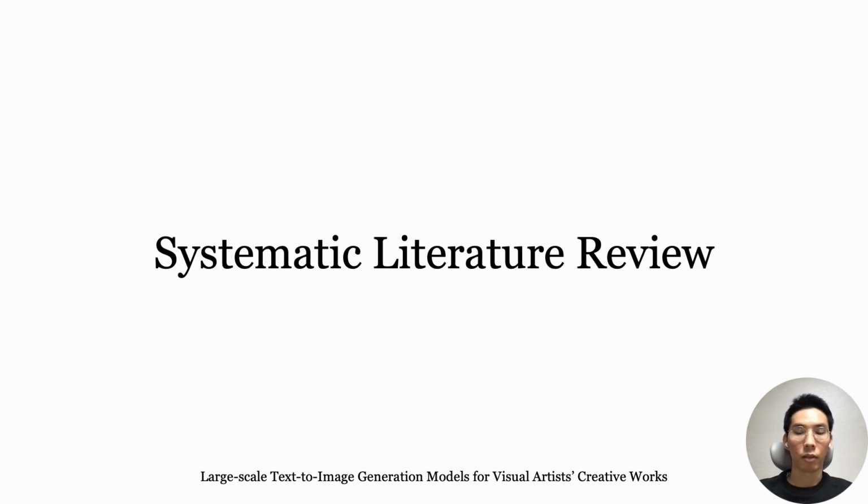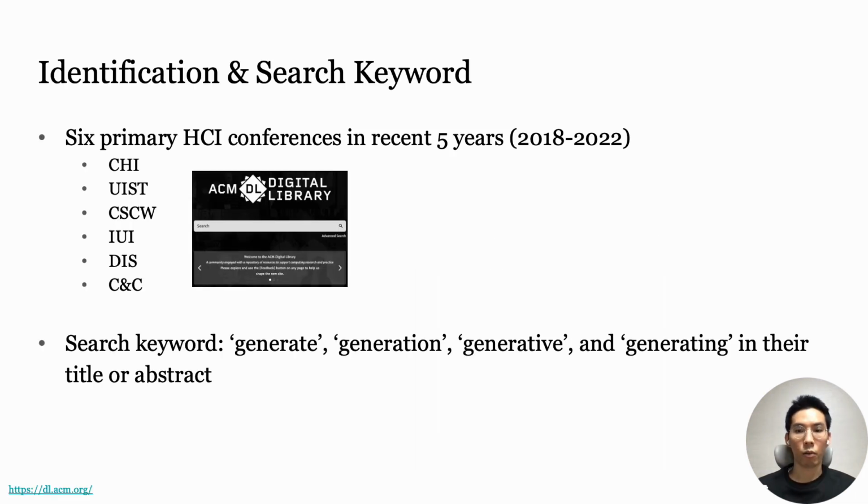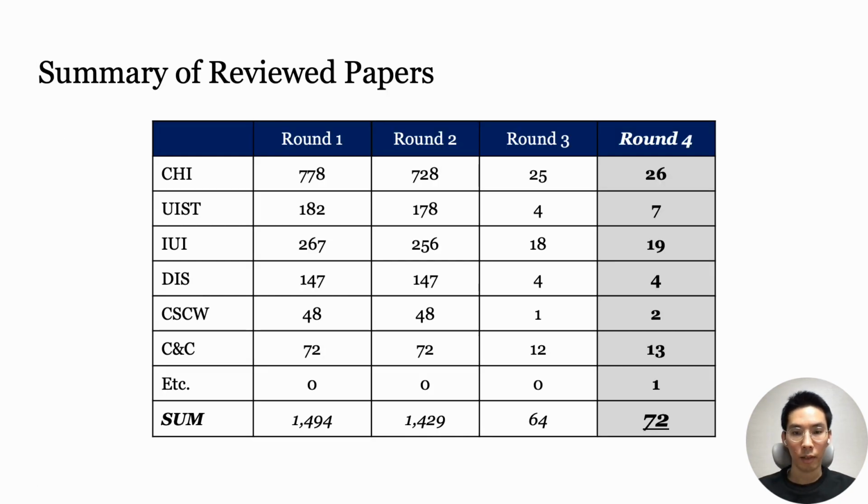So let's start with the systematic literature review we performed. Before we investigate how LTGMs can be used by visual artists, we had to understand how generative models have been used in the HCI domain. Since there were just a handful of research papers we could refer to regarding LTGMs, we expanded our search scope to generative models. We crawled all related publications from the 6 HCI venues, including CHI, UIST, and so on. Then we excluded the papers that do not fit our goal. As a result, we retrieved 72 papers in total.